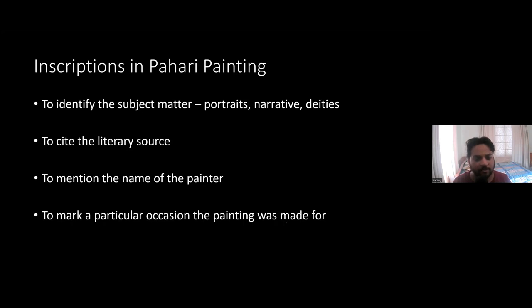Inscriptions were also being used to mention the name of the painter, even though it wasn't done that much, but still it was happening. And also to mark a particular occasion the painting was made for. In certain cases, the Raja would ask the painting to be made in order to commemorate the celebration of Janmashtami or something of that sort. And that is why inscriptions were added. We shall see all these examples as we move forth. Let us begin.